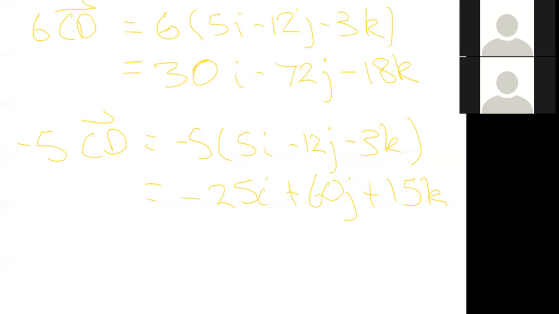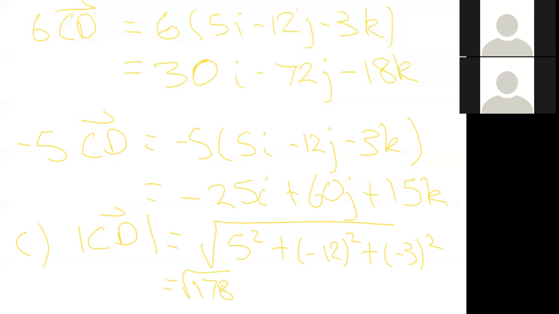And then for part C, we want to use the answer from part A to find the magnitude of the vector. The magnitude is given by pretty much doing Pythagoras with each part, as you would with two parts. So the magnitude of CD equals the square root of 5 squared plus -12 squared plus -3 squared, which comes to the square root of 178, which is equal to about 13.115.